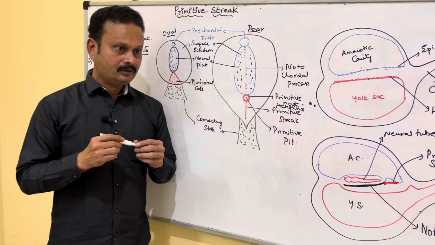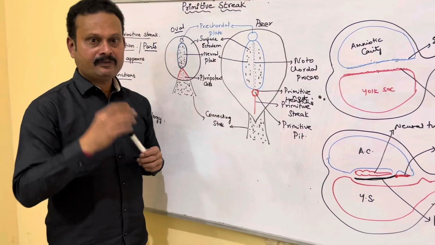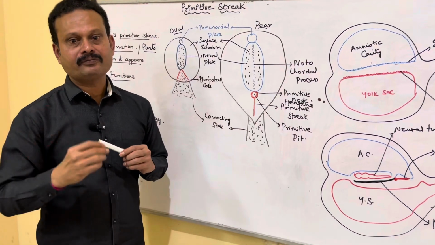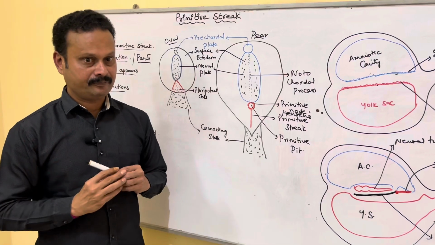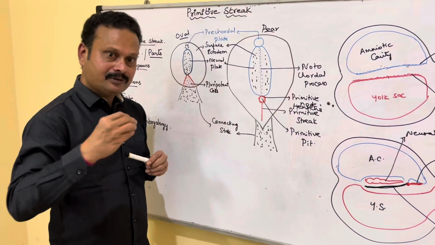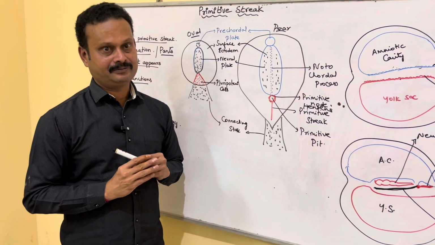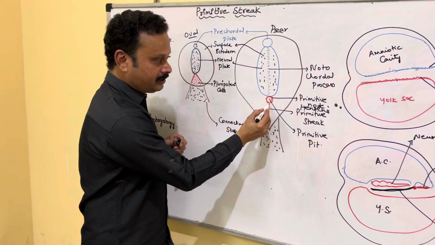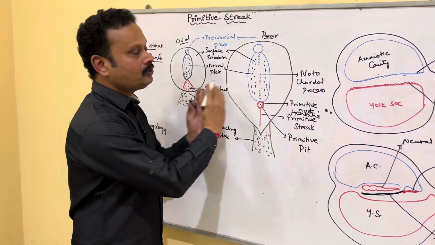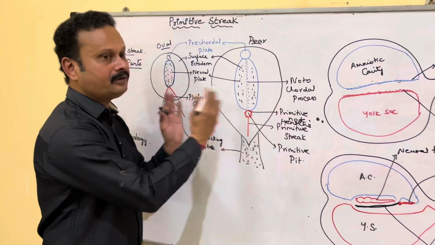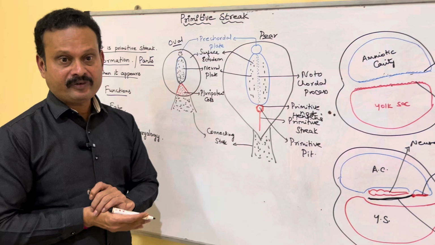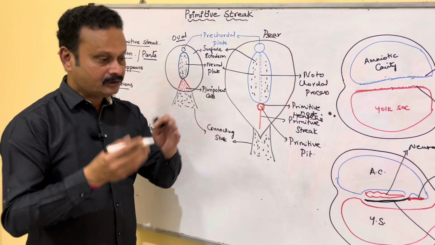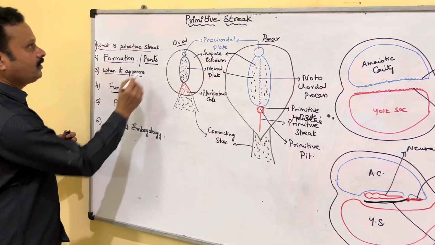Functions. You need to remember, number one, it is the primary organizer of the body and induces the formation of intraembryonic mesoderm and notochord. Number two, it gives rise to intraembryonic mesoderm. Number three, it gives rise to the notochord. Number four, it demarcates the body into two equal halves, so it divides the embryo into right and left halves equally. Number five, it represents the craniocaudal axis of the embryo. So these are the five functions you can write for the primitive streak.